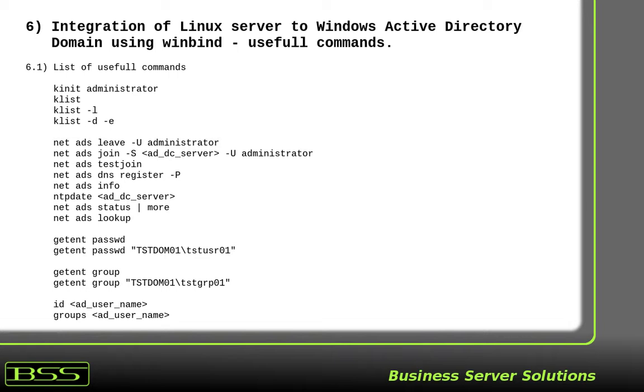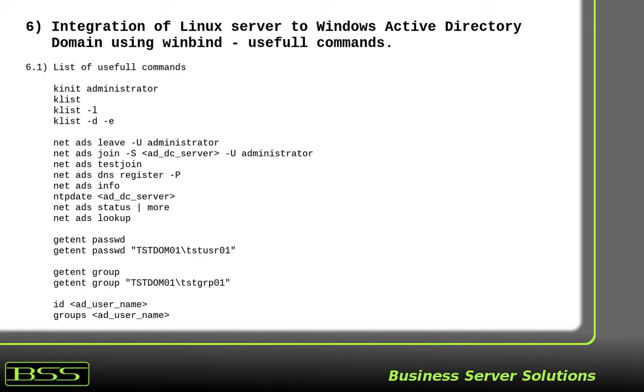The kinit command obtains or renews and caches a Kerberos ticket. We can use this command to verify if our Kerberos setup was done correctly. If this command finishes successfully and we are granted a Kerberos ticket, then we can continue in our Linux to Active Directory integration, join the domain, and set up and start Winbind.